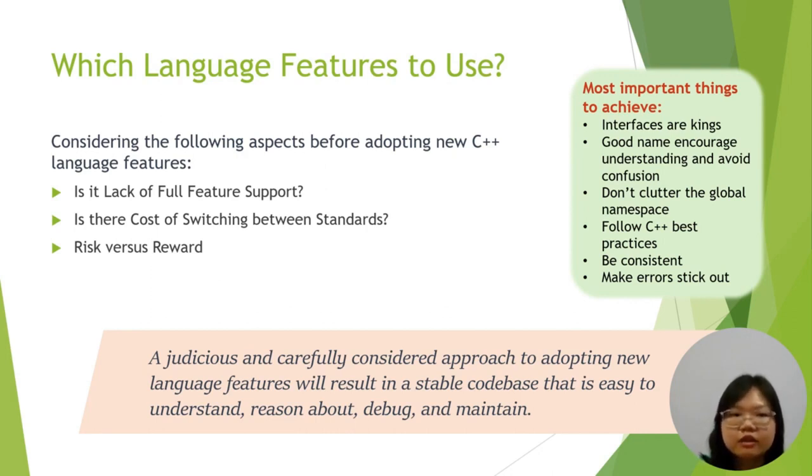The author recommends adopting a simple rule to use auto only in specific situations where it is necessary for clarity and readability. In summary, a judicious and carefully considered approach to adopting new language features will result in a stable code base that is easy to understand, reason about, debug, and maintain. The author had also pointed out some important things to achieve in coding convention, which include interface design, being consistent, and so on.